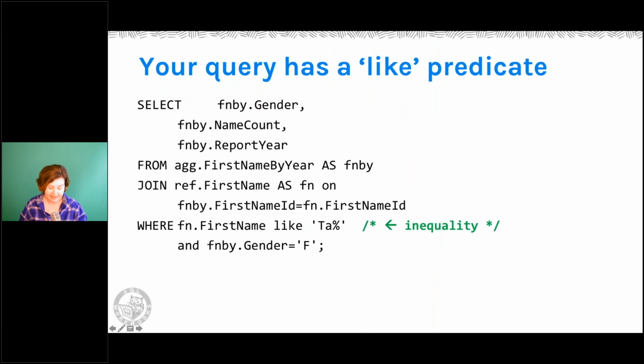And now our query has changed a little bit. Instead of babies named Taylor who are girls, it wants all of the babies whose first name is like TA that are girls. So just a slight change to our query. Before we had first name equals Taylor, now we have an inequality predicate of LIKE, saying I just want it to start with TA.